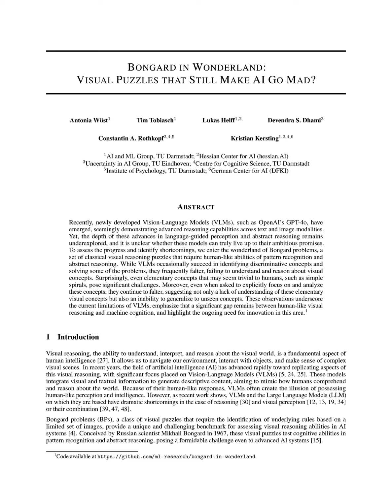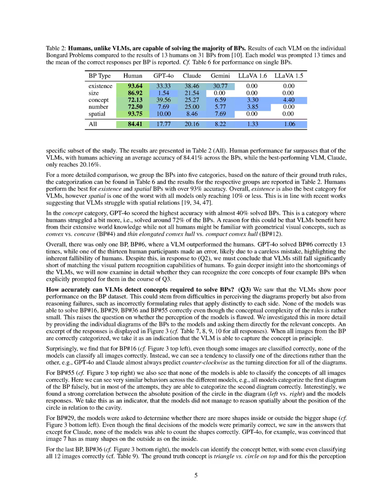The evaluation of state-of-the-art vision language models, VLMs, on Bongard problems, BPs, revealed that human performance significantly outstripped that of the VLMs. Specifically, humans achieved an average accuracy of 41% across the BPs, while the best-performing VLM, Claude, only reached 16%. This stark contrast highlights the limitations of VLMs in visual reasoning, particularly in spatial relations, where they performed poorly, achieving less than 10% accuracy.